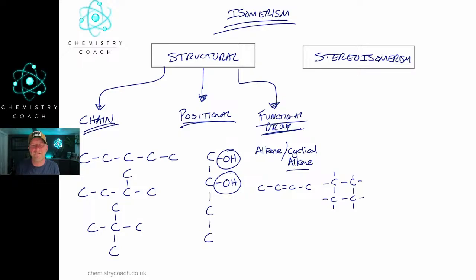Technically, alkane isn't a functional group, is it? But you see what I'm saying. Okay, decolorizes bromine water, does not decolorize bromine water. Okay, so you do end up with different chemical properties.